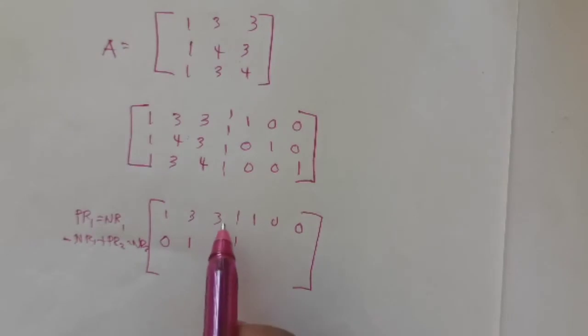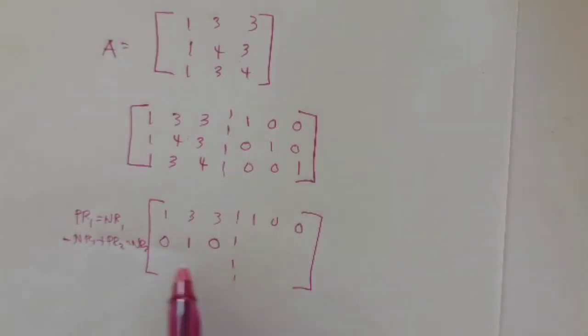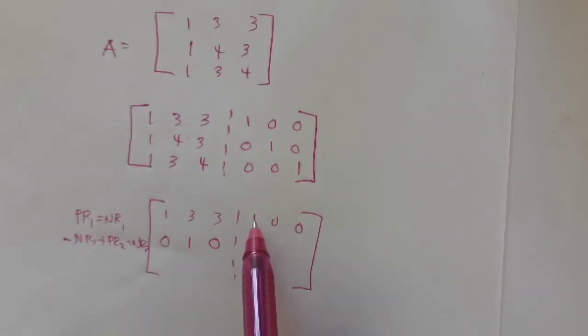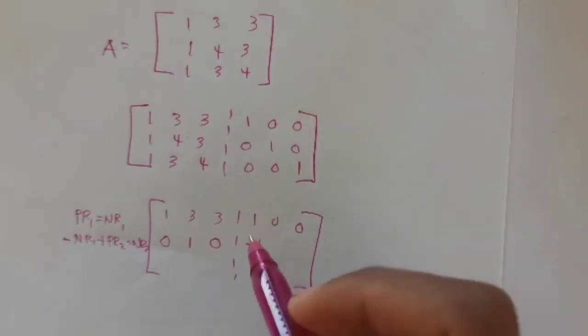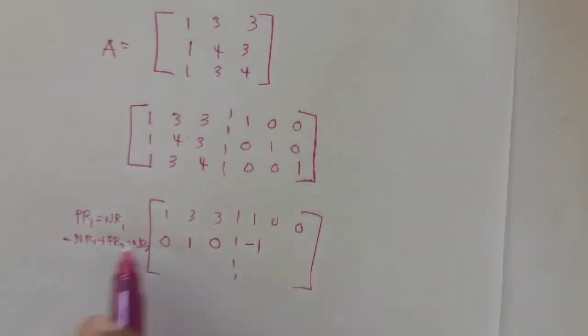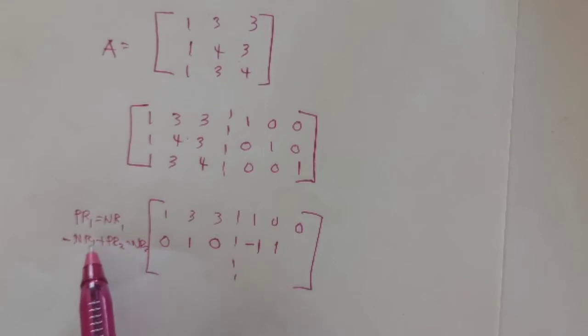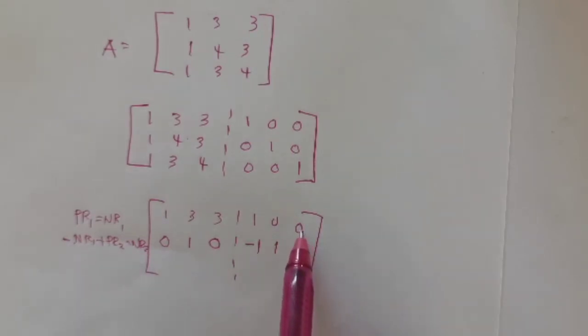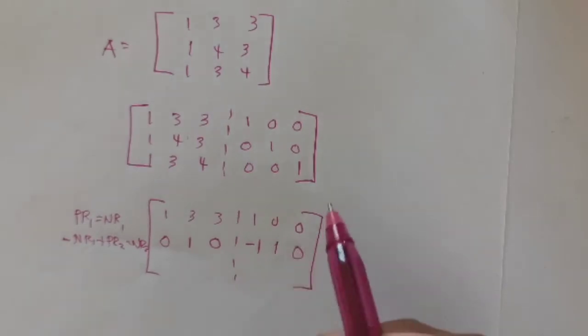Negative 1 times 3 is negative 3, plus 3, equals 0. Negative 1 times 1 is negative 1, plus 0, is negative 1. Negative 1 times 0 is 0, plus 1, is 1. And then negative 1 times 0 is 0, plus 0 equals 0.